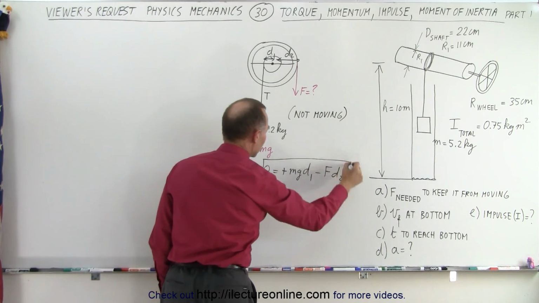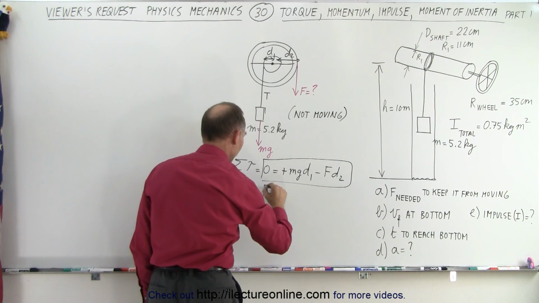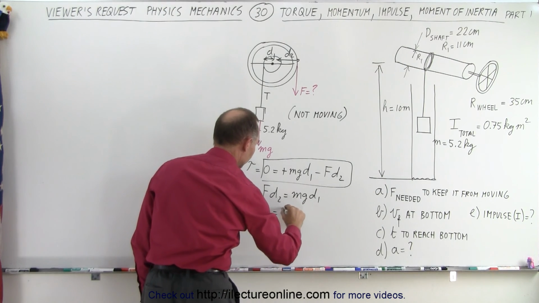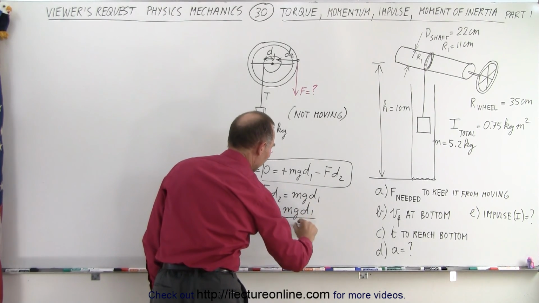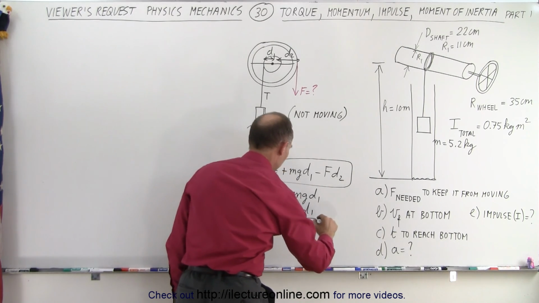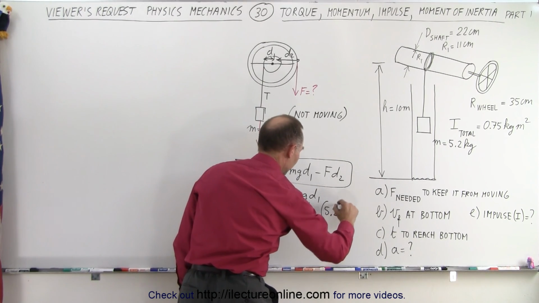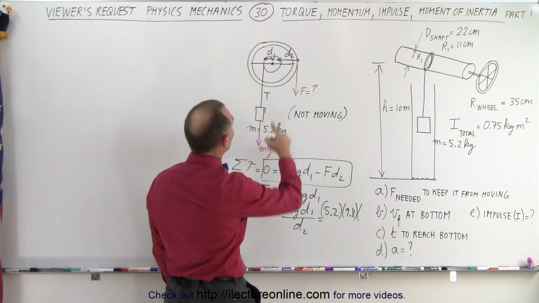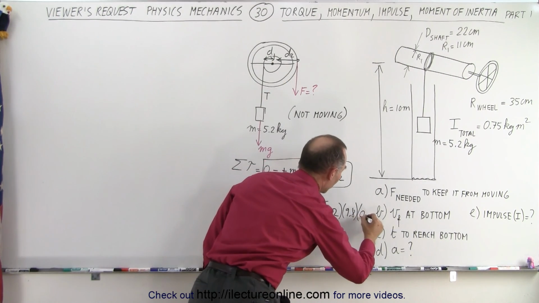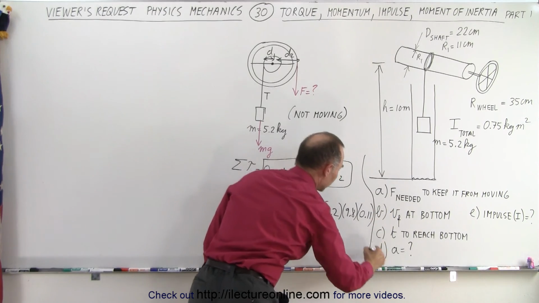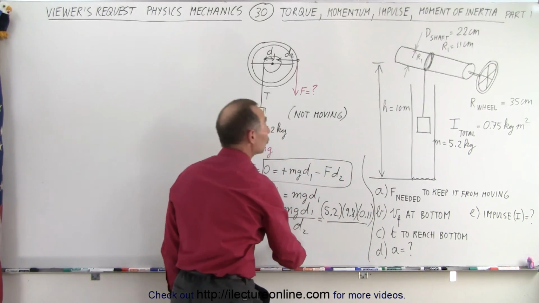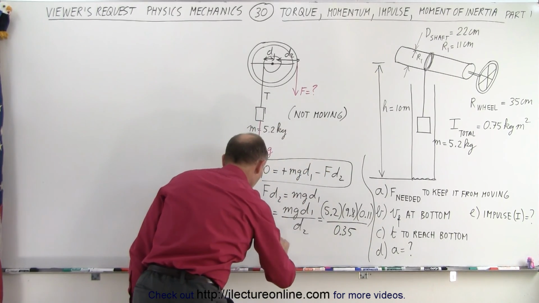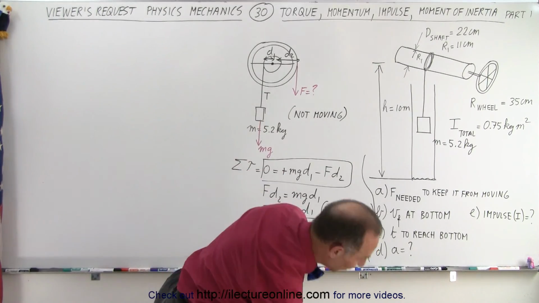Take this equation right here, move the force and distance to one side. So force times distance 2 equals mg times distance 1, or force is equal to mg times distance 1 divided by distance 2. Plugging in some numbers, that would be equal to 5.2 kilograms, g is 9.8 meters per second squared, D1 is the radius of the shaft, which is 0.11, and finally, we divide that by distance 2, which is the radius of the wheel, which is 0.35. And that will give us the force in newtons. Let's find out how much that is.